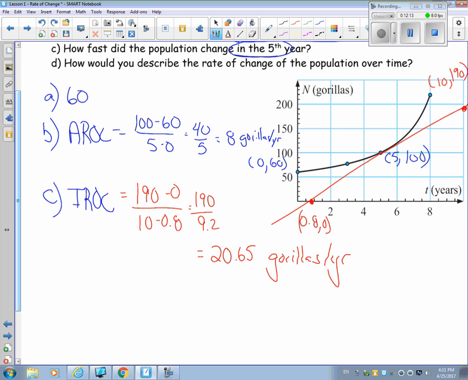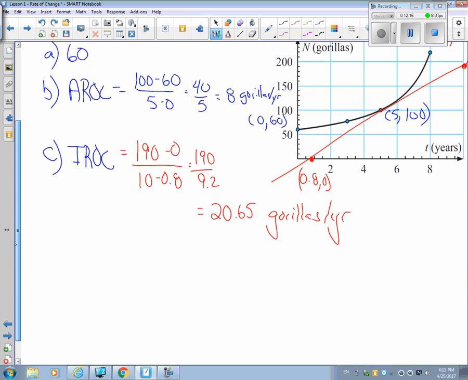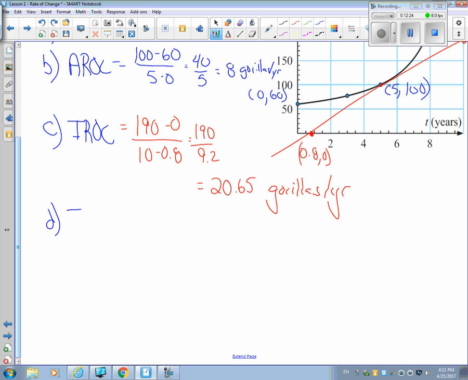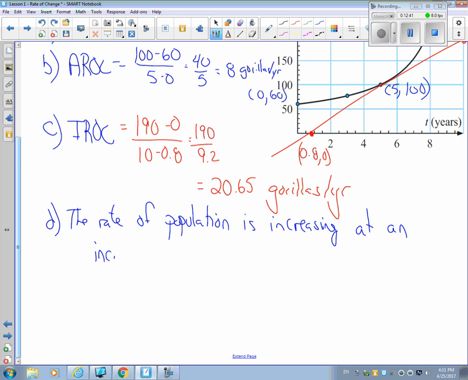Okay, how would you describe the rate of change of the population over time? Well, it's going up. Our graph is going up to the right. But it's not going up at a constant rate. It seems to be getting steeper and steeper. So if we're describing that, we'd say that the rate of population is increasing, is going up, but it's increasing at an increasing rate. Okay, so it's going up at a faster and faster rate. It's getting steeper and steeper and steeper. That's how we can describe that population.